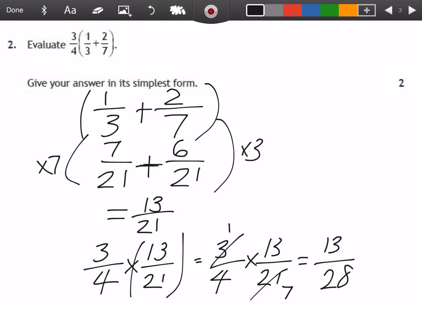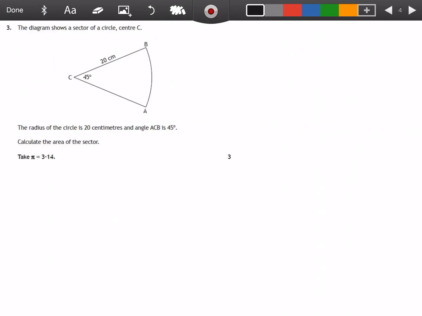Right, next one. Number 3. So let's see, the diagram shows a sector. The radius is 20, the angle is 45. What's the area of the sector? Right, this is a non-calculator, remember? So we have to use 3.14. So put your calculator away, please.